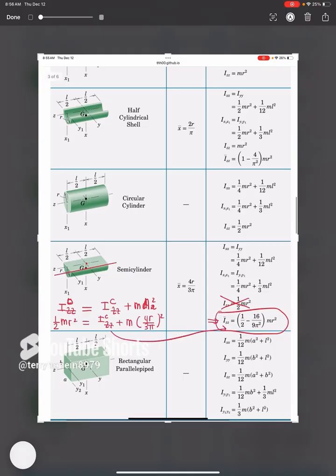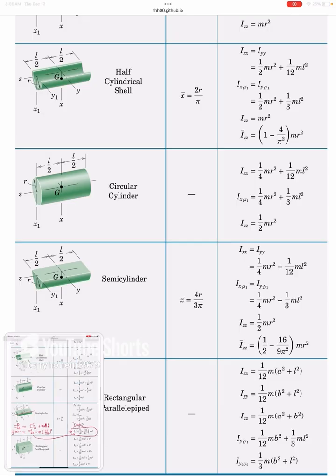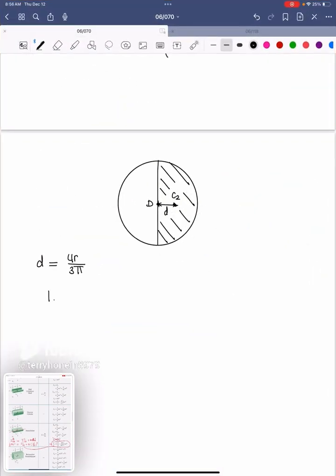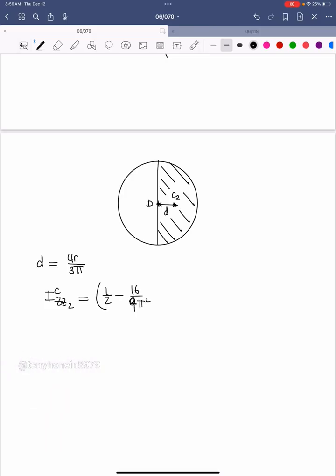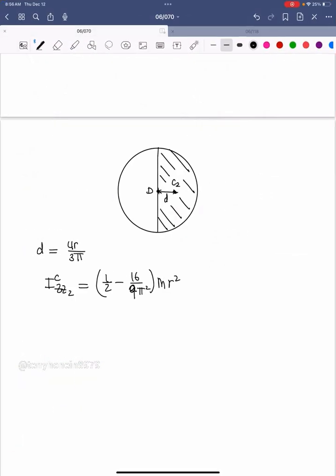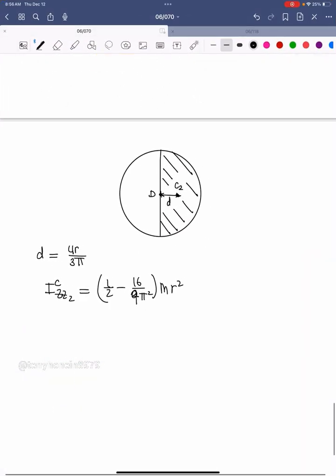So ICZZ is 1 over 2 minus 16 over 9 pi squared, times m r squared. That's it. Yes, these are the values we wanted. Great. So I think we're done with this problem, finally.